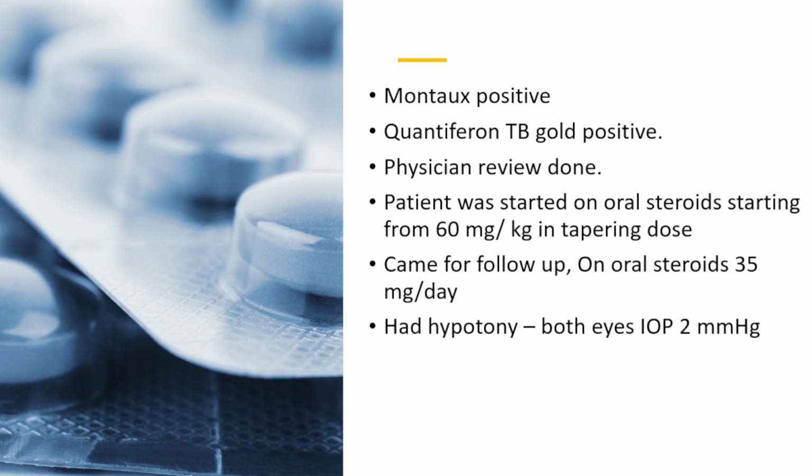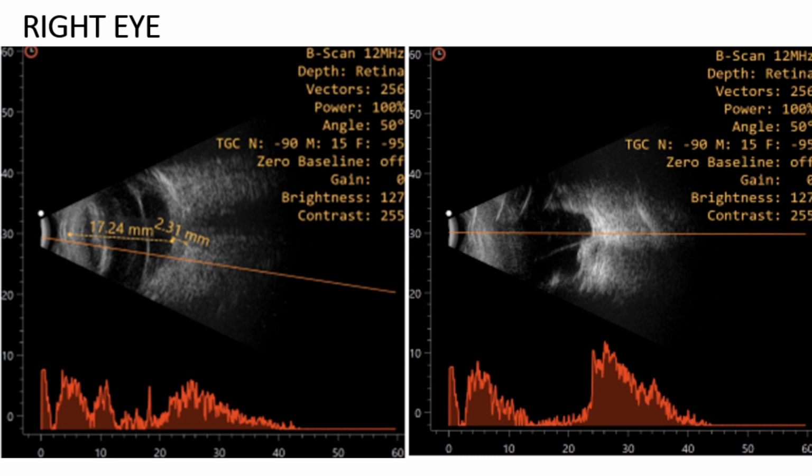On follow-up, the patient came back when he was on oral steroids of 35 milligrams per day. The patient had hypotony in both eyes with intraocular pressure of 2 millimeters of mercury, and the ultrasound was repeated. In the right eye, a high reflective membranous echo is noted, and the posterior retinochoroidal thickening is noted. This image shows the indentation artifact secondary to the ocular hypotony.